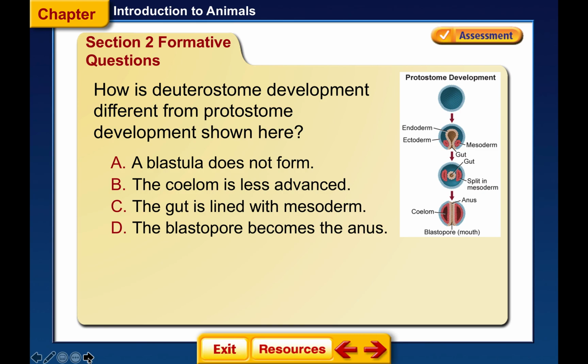The answer to this one, even though in deuterostomes the blastopore becomes the anus, if you're looking at this picture, that's not what the picture is depicting. The picture is actually showing you that the gut is lined with mesoderm, so I believe the answer to this one is C. Okay, the gut's lined with mesoderm. That was a little bit more difficult. That one made you think.